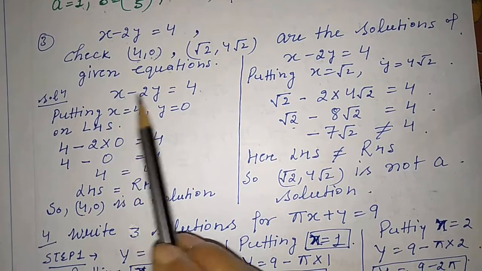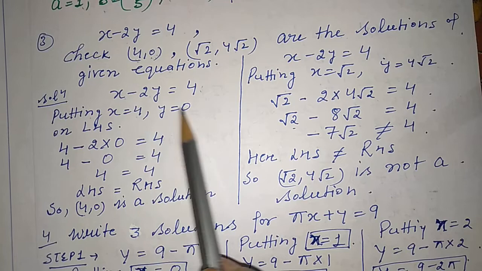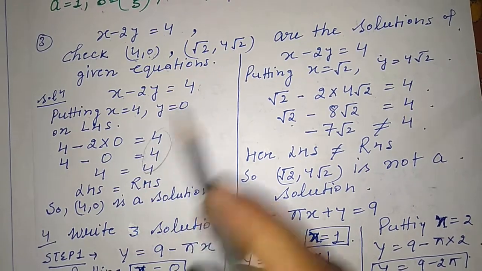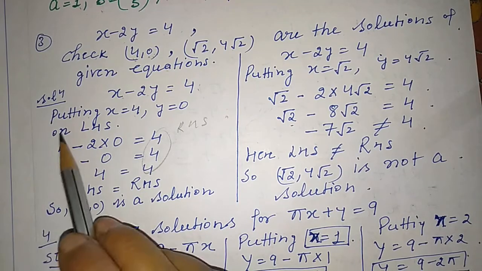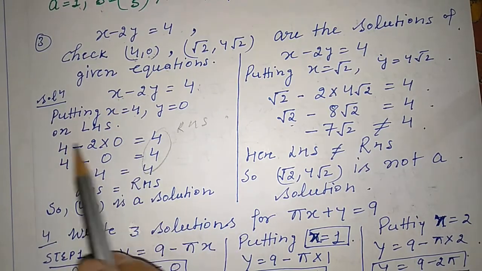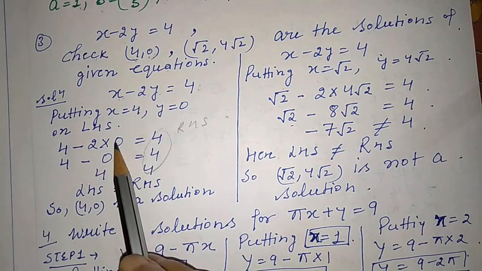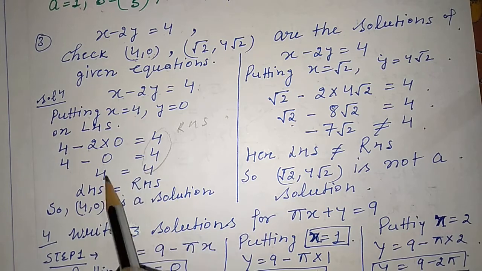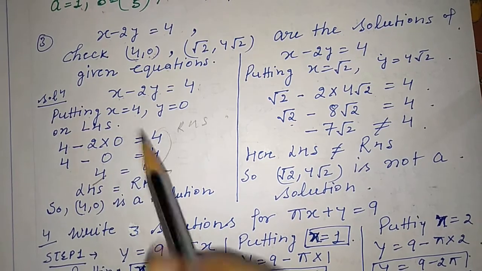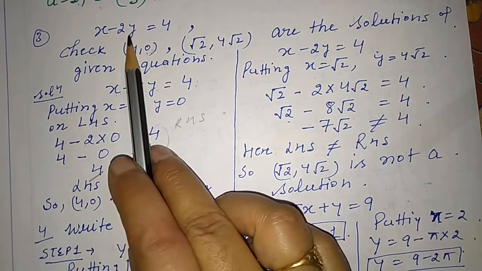So we'll write here x minus 2y is equal to 4. Putting x is equal to 4 and y is equal to 0. This is our right hand side. So we will put on the left hand side 4, this is x, minus 2 into 0, since the value of y is 0. This is 4 minus 0, which is 4. Left hand side is equal to right hand side. So (4, 0) is a solution of the given equation.